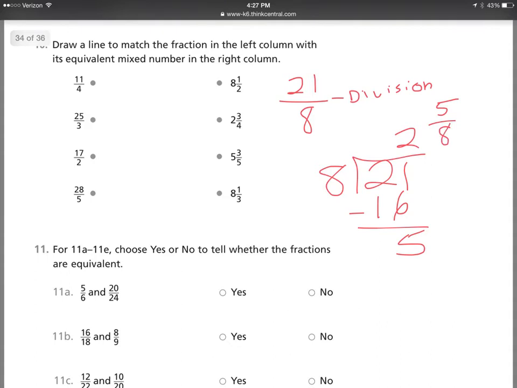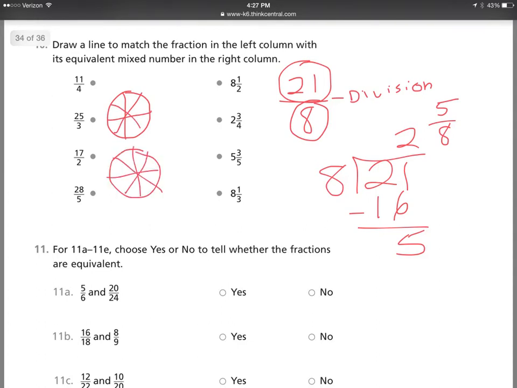I also look at that a lot as like a pizza problem. It takes 8 pieces to make a whole pizza. I have 21 pieces. You could draw pictures. It takes 8 pieces to make a whole pizza. You could draw pictures of pizzas cut into 8 pieces. And then you could fill in the pieces that you have.